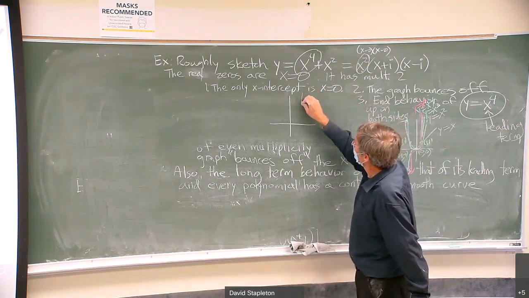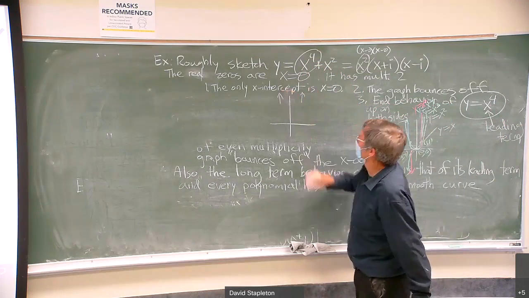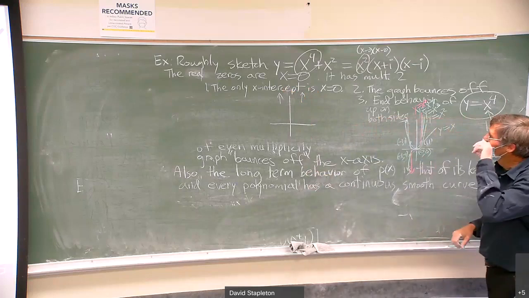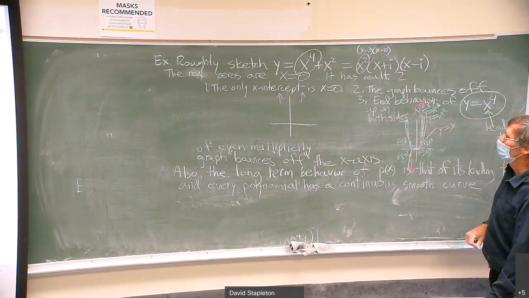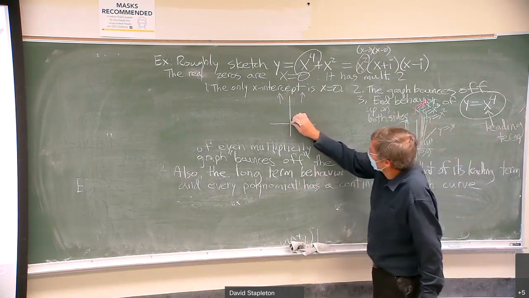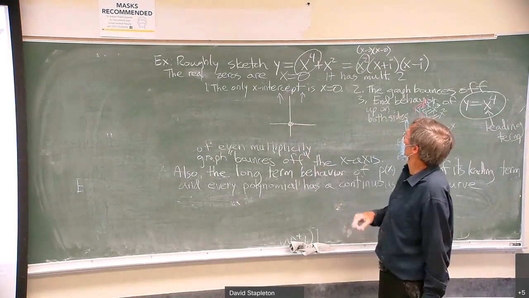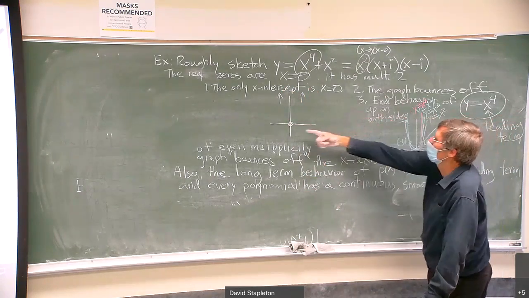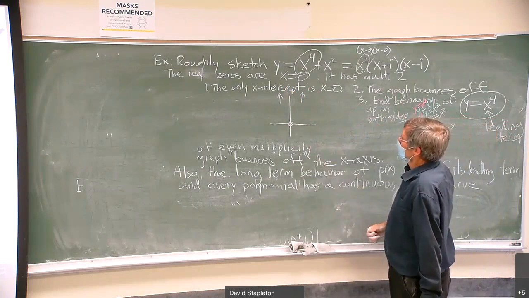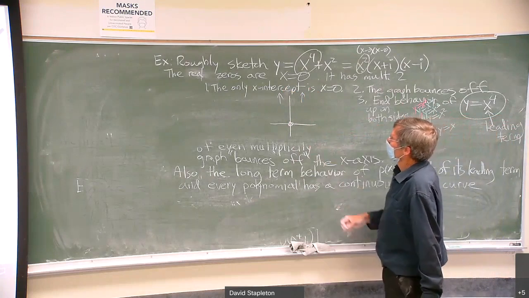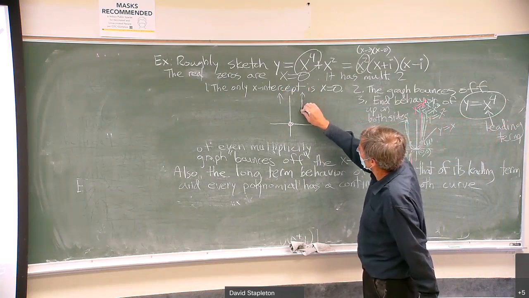So we draw this steeply rising on the ends. And then we said, well, it only has one x-intercept, it's right here, so it's going to hit the x-axis at 0, x equals 0. And then it's going to bounce off there. So it's going to look something like this.